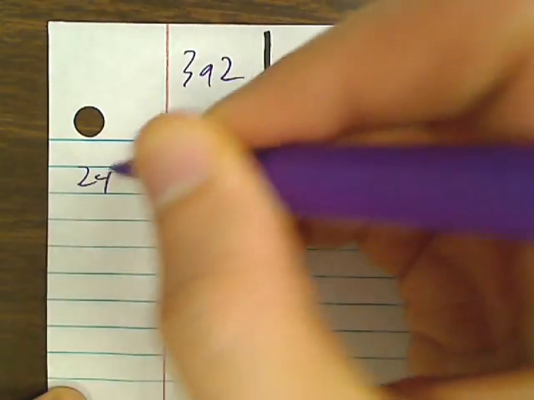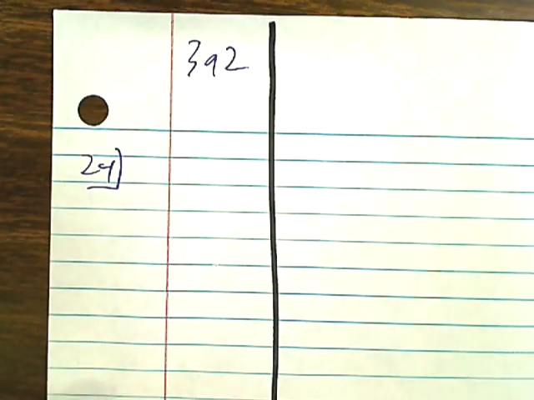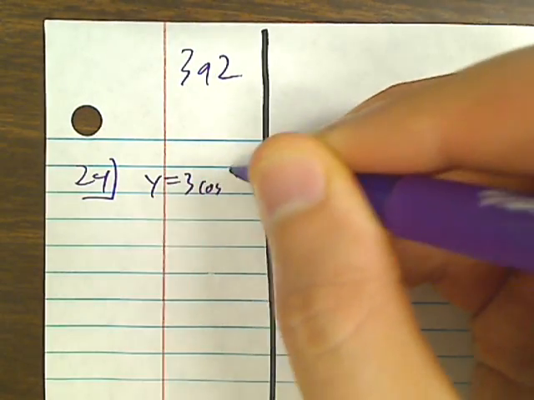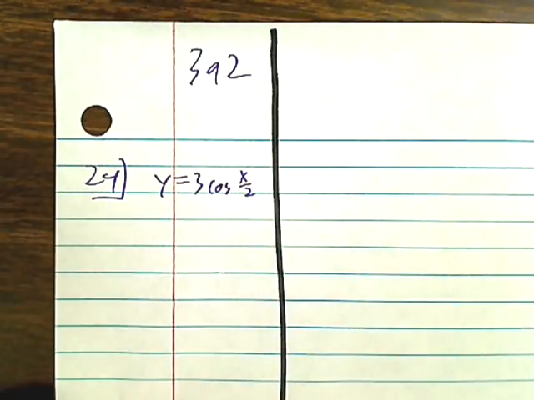All right, y'all, let's burn a few more calories on section 4.4. We're on page 392. Let's look at number 24. Number 24 says y equals 3 cosine x over 2. Graph 3 periods of the function.